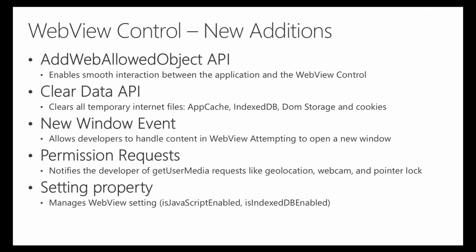These are just a few of the new APIs and events that we've added to the WebView. The one that stands out the most is the Add Web Allowed Object API. What this does is allow smoother communication between the WebView and an app. So there's no passing of strings back and forth. You're actually able to directly call native Windows APIs from the WebView, just like you are in hosted web apps.